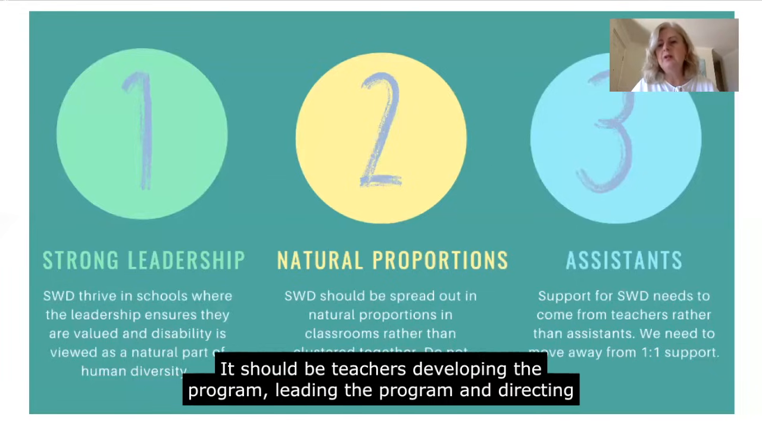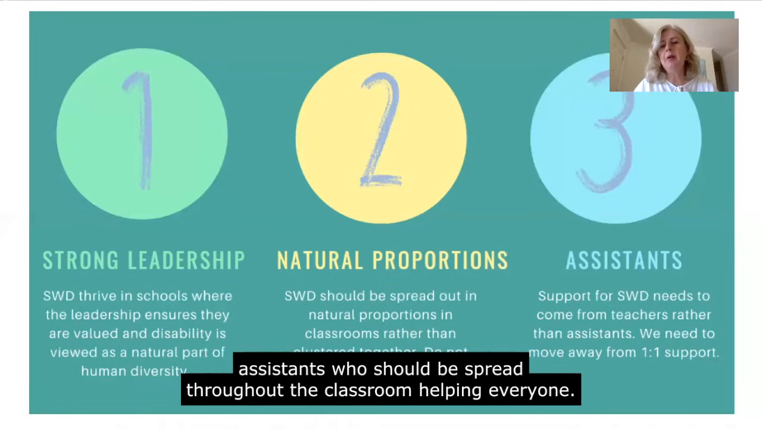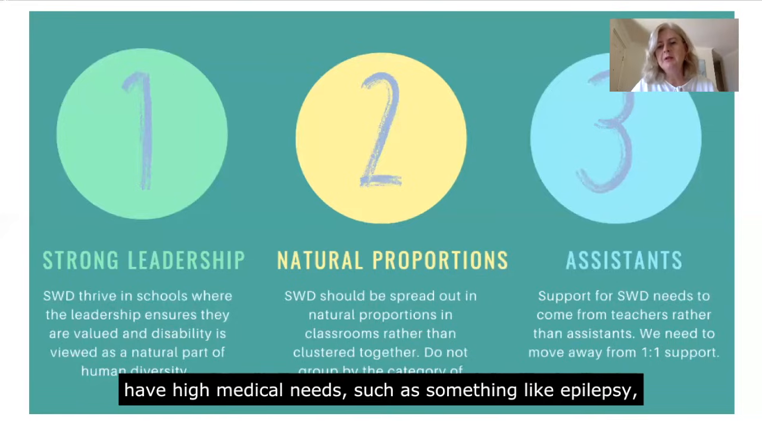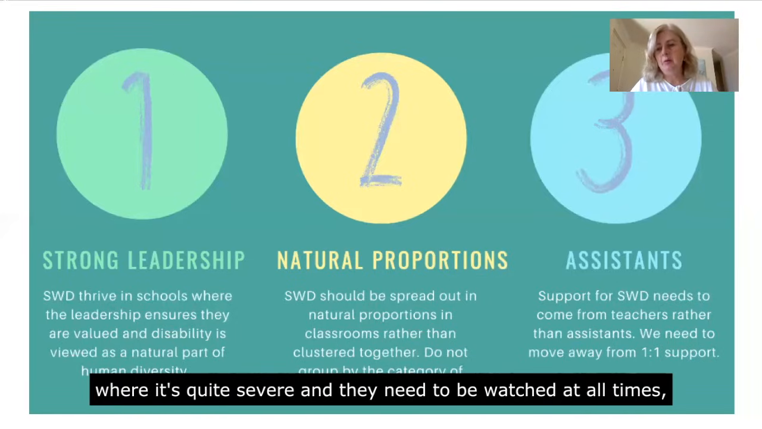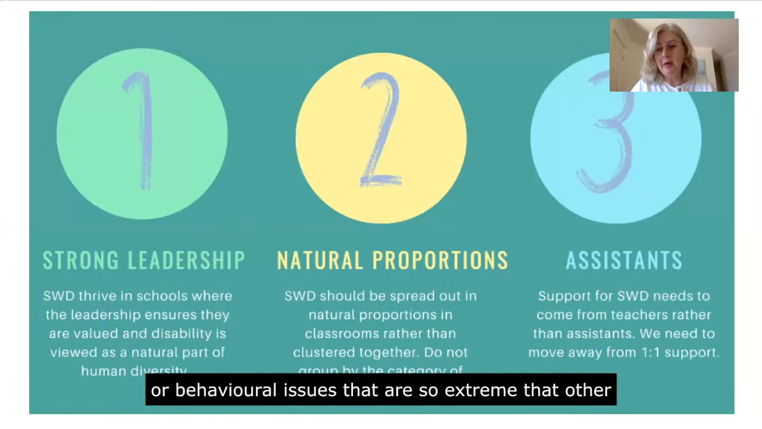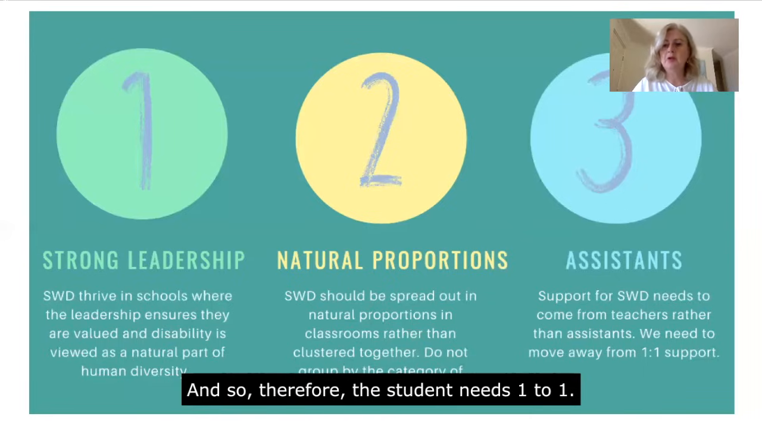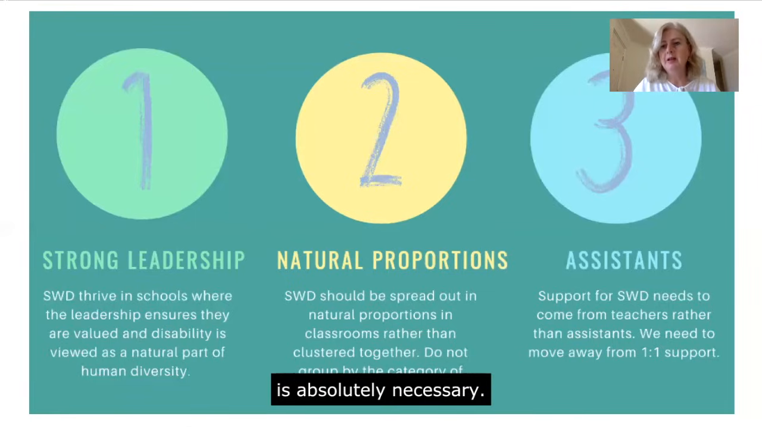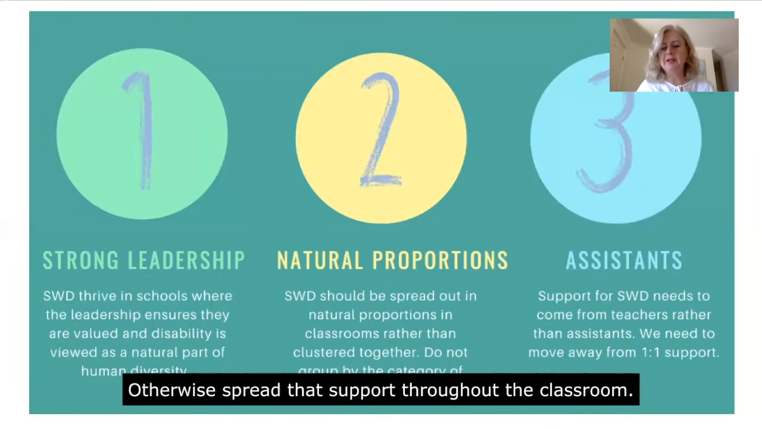It should be teachers developing the program, leading the program, and directing assistants who should be spread throughout the classroom, helping everyone. The only time we would have one-to-one support for a student is if they have high medical needs, such as something like epilepsy, where it's quite severe and they need to be watched at all times, or behavioural issues that are so extreme that other people could be hurt, and so therefore the student needs one-to-one. So we only use one-to-one support if it is absolutely necessary. Otherwise, spread that support throughout the classroom.